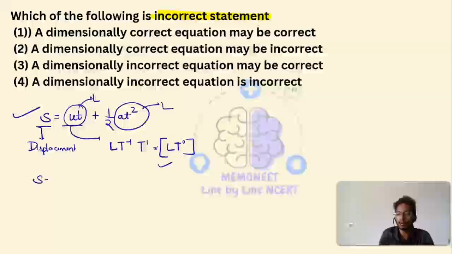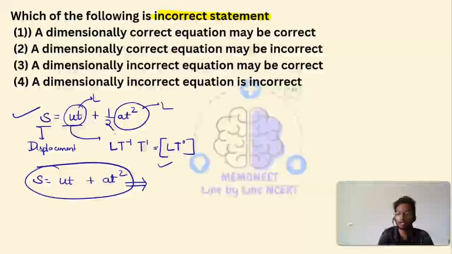Let's say we have S equals ut plus at square. Here this equation is dimensionally correct, but it is incorrect. Why? It is half at square, not at square. So the first statement is correct, because a dimensionally correct equation may be correct. Yes, this is incorrect. And a dimensionally correct equation may be incorrect.